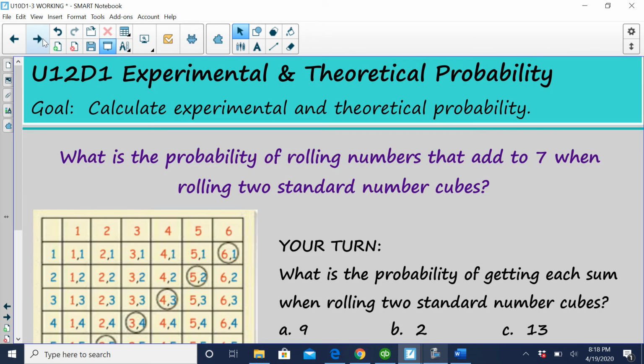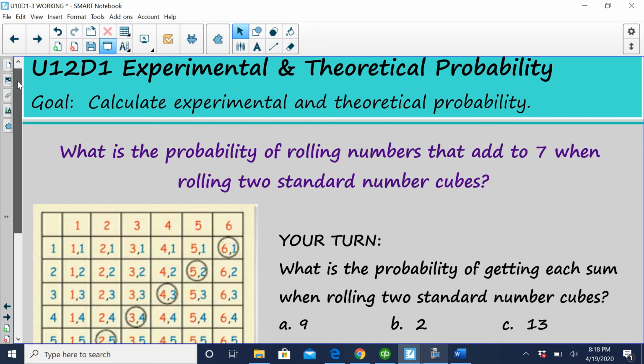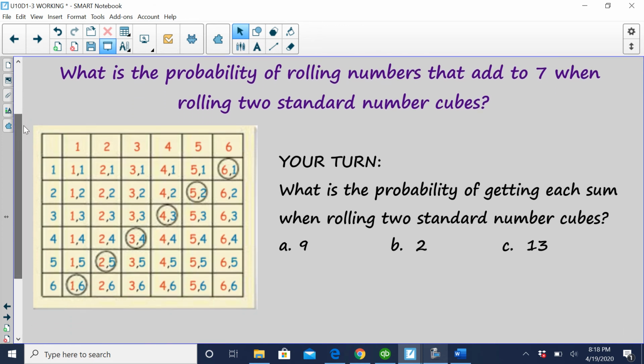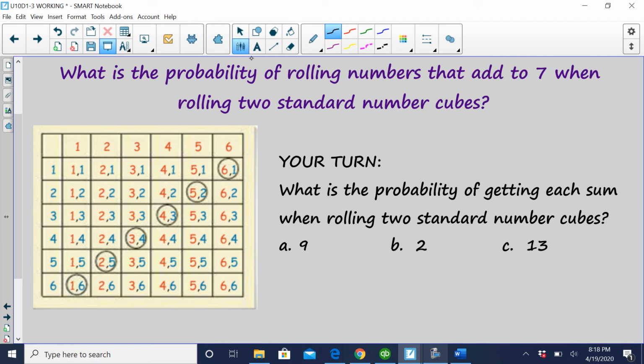So it says, what is the probability of rolling numbers that add to 7 when rolling 2 standard number cubes? Now, they talk about a standard number cube, and that's really just your dice, so like we said, those numbers 1 through 6. If I look at this table right here, they've given me the outcomes of 1 through 6 on one side, and 1 through 6 on this column, and then they're showing me the combinations that are possible. What we've done is put circles around all of those combinations that would add up to 7.